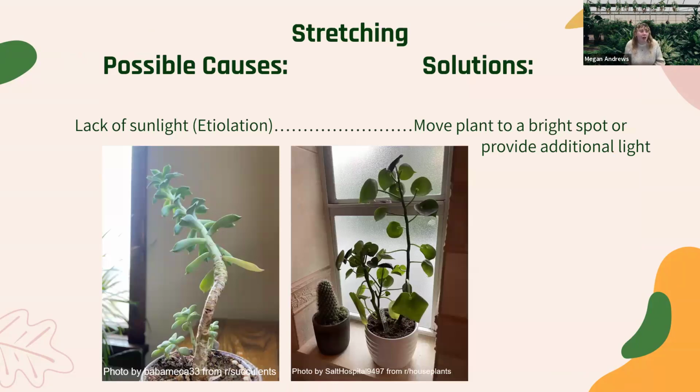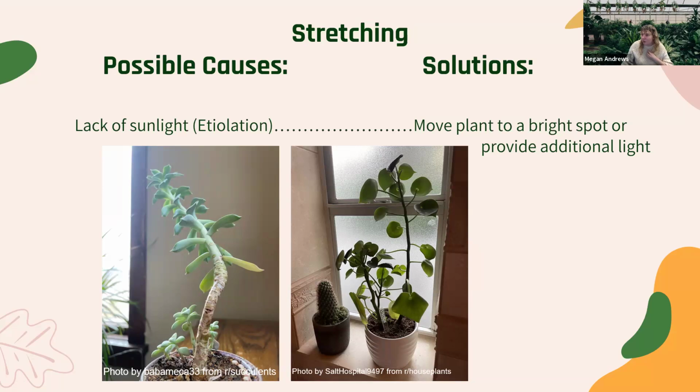Okay, let's talk about stretching. This is called etiolation, where the plants don't get enough sunlight. It happens a lot when you have plants in offices or plants that are like 10 plus feet away from the window. The plants need light, so they'll start growing leggier, where their leaves are further apart to save energy to get closer to that light, and then they put all the leaves up at the top to make sure that it's getting as much light as possible.